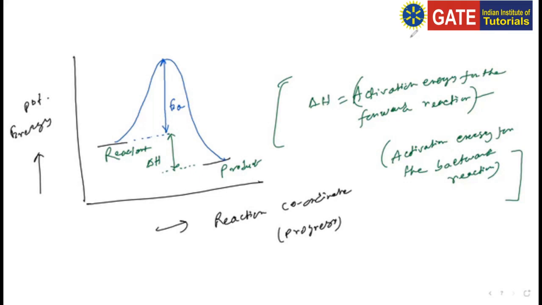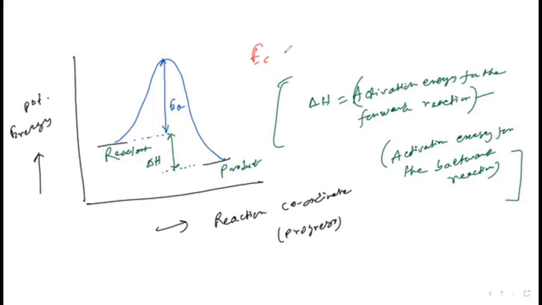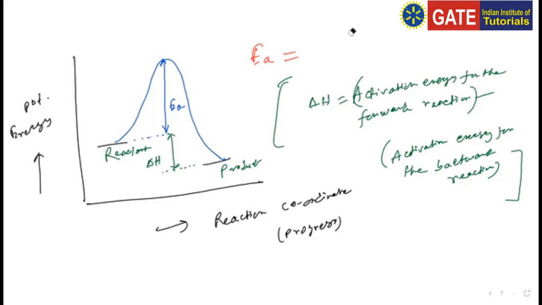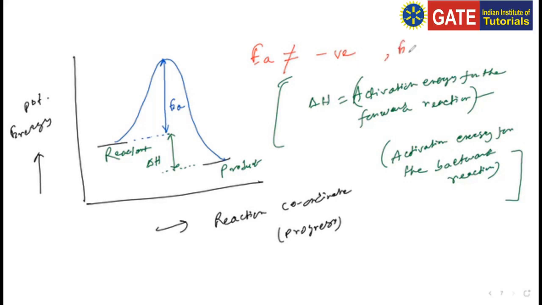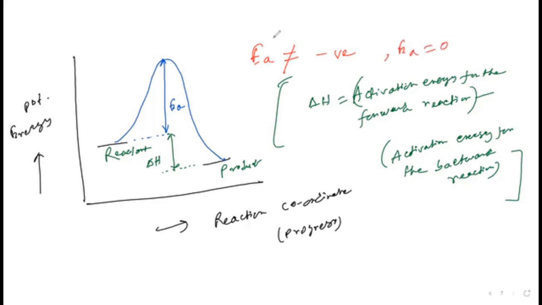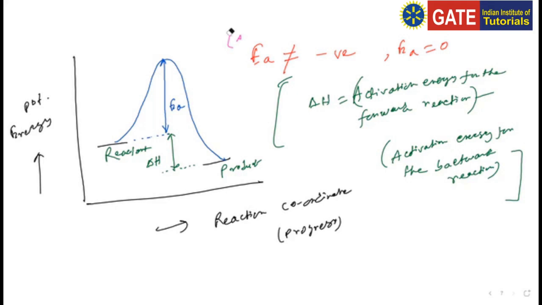Another thing you remember, EA can never be negative. EA cannot be negative, but EA can be zero. EA can never be negative. The reason is, what is the reason?